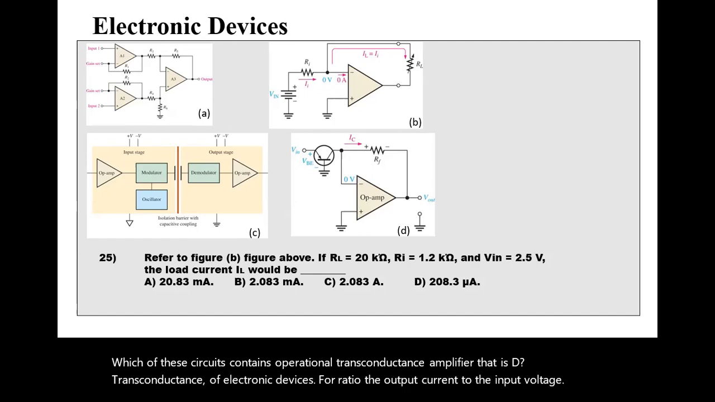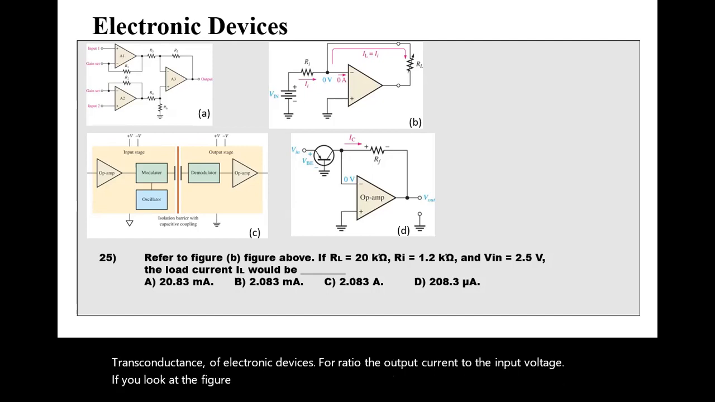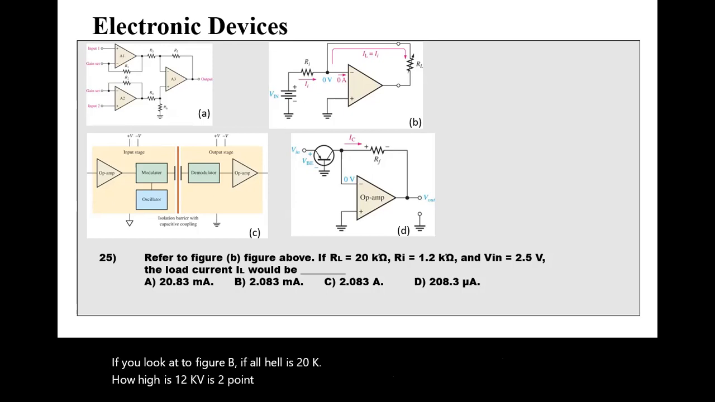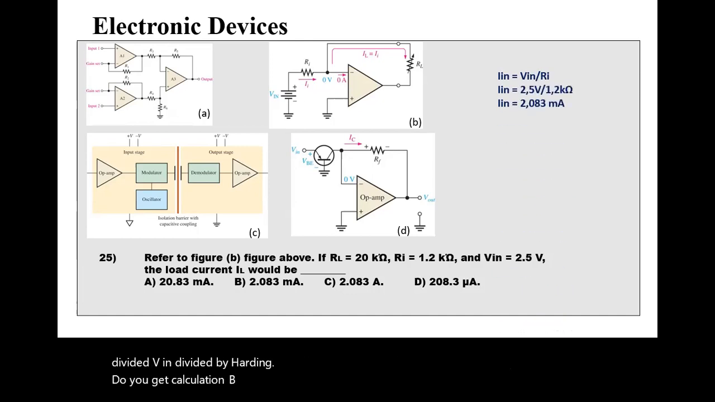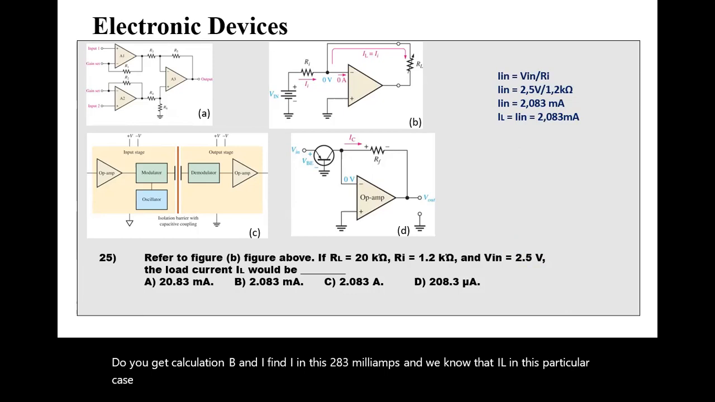If you look here at figure B, if RL is 20K, Ri is 1.2K, V in is 2.5 volts, the load current IL would be, make use of a formula, I in is equal to V in divided by R in. Do that calculation there, and I find I in is 2.083 milliamps, and we know that IL in this particular case is equal to I in. So the correct answer, 2.083 milliamps, is B.